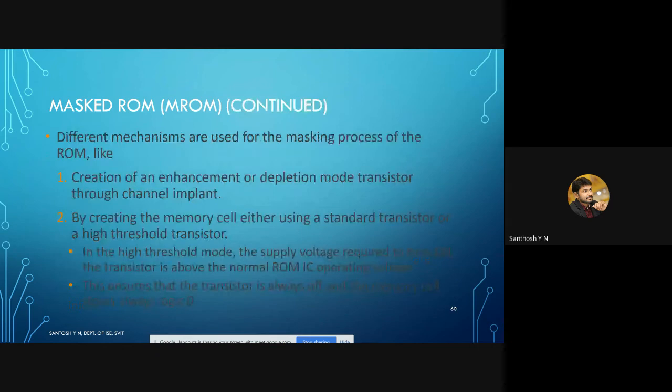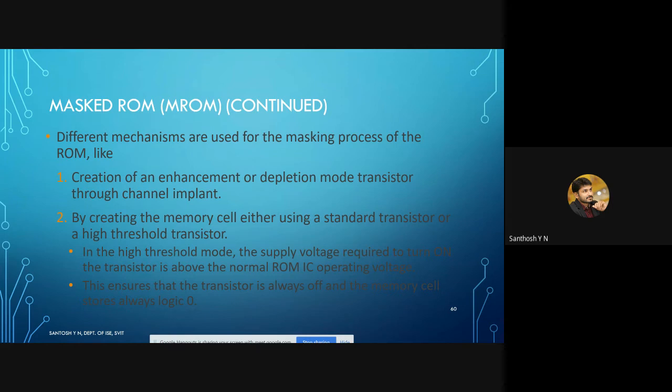And the continuation of the masked ROM follows like this. Different mechanisms are used for masking the process of the ROM, like creation of an enhancement or depletion mode transistor through the channel implant. So we are discussing the different mechanisms that are available for masking in order to process the ROM. One such mechanism is the creation of transistors. And what type of transistors are we going with? We are going with enhancement or depletion mode transistors.